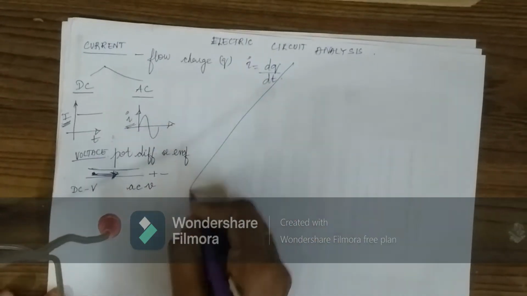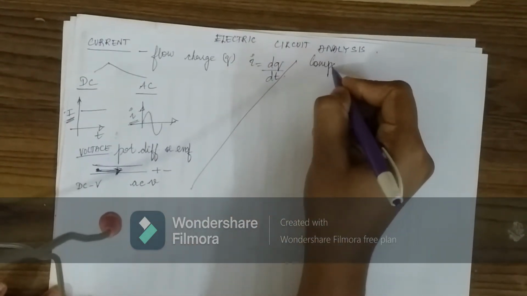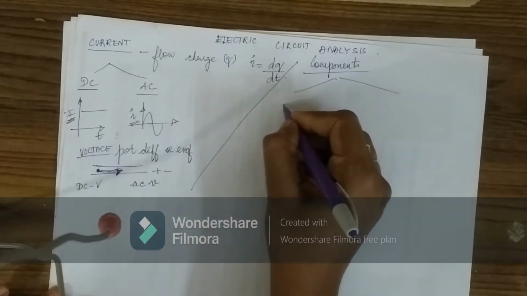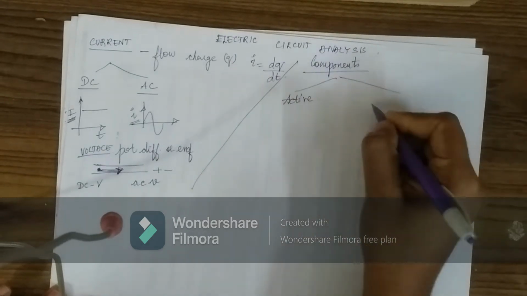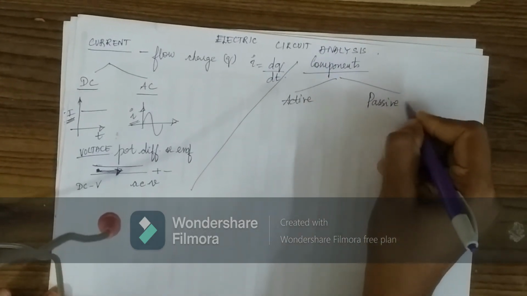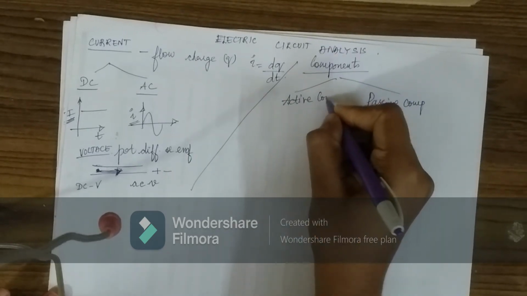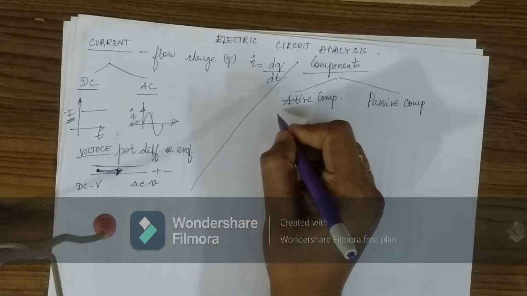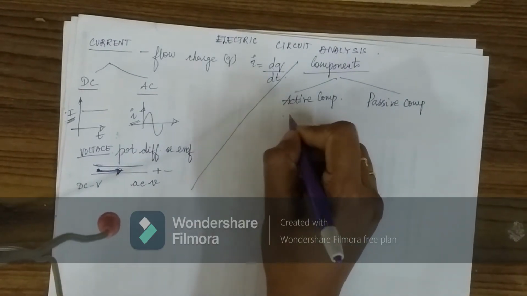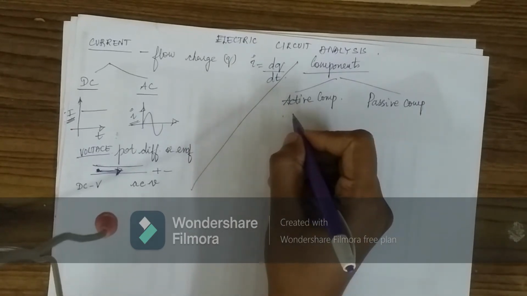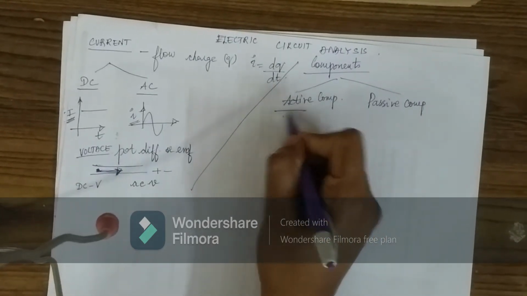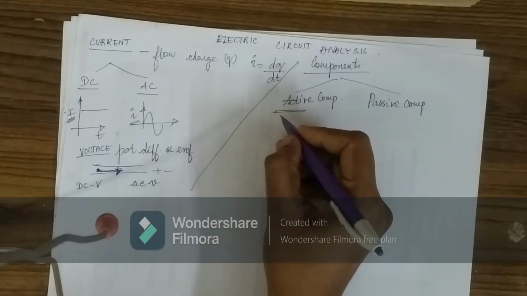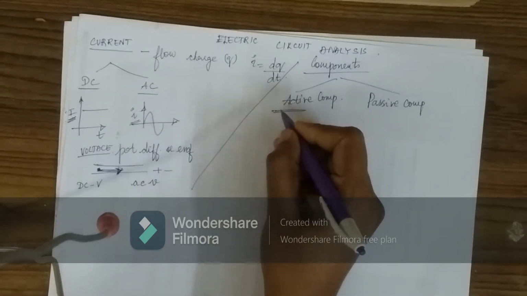Now let us see the components. Basic electrical components. So in components, we have active components and passive components. Transducers and semiconductor devices come under the active components. An active component needs to be powered up in order to work. We need to give an input voltage or signal in order to trigger it, right?